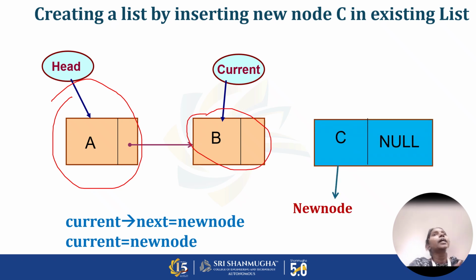See here what we have done: inserting a new node C in the existing list. Already A is the head and B is the current node, and the next node to insert is C only. The next node is not present here, so the last node is none, as null.